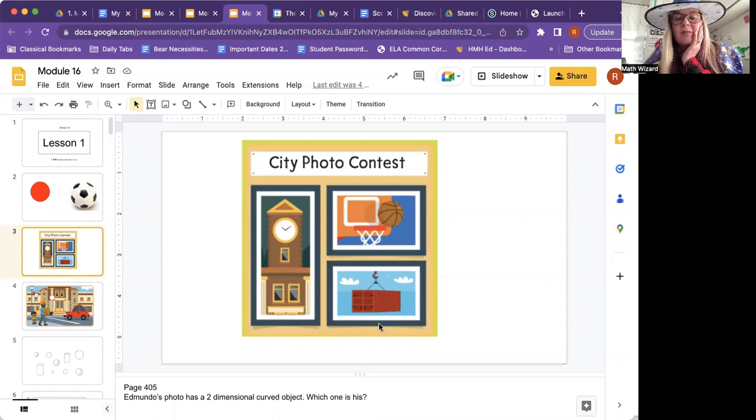Well, first of all, let's eliminate. Does this picture have any curved objects? No. So I think we can cross that one out safely. Let's see, these two pictures, do they both have a curved object? This is curved and this one's curved, but which one is 2-dimensional, which means flat? This is a ball, a sphere, so it's 3-dimensional. It's not flat. So that can't be it. This has a circle and it's a clock, and clocks have a flat face, right? So here we go. It would be that one.